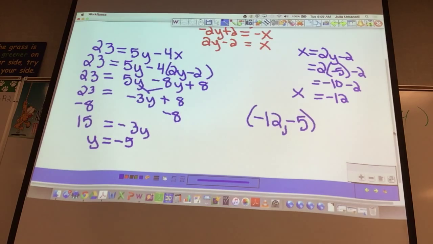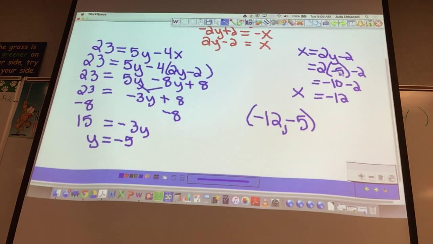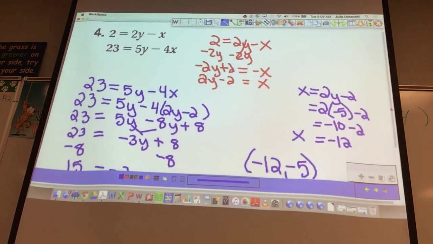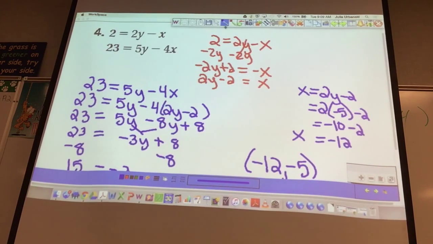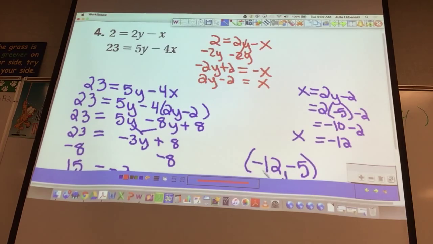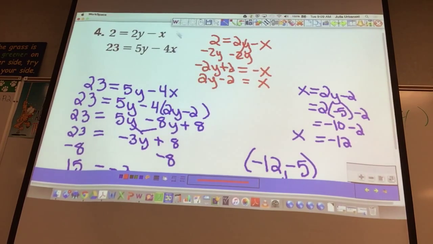There's a lot of work there. We could have easily forgotten the negative sign or made something as simple as a mistake. So you have to check it. No matter how well you think you did, you still have to check it. So, look here. X is negative 12. Watch this. In place of x, I put negative 12.